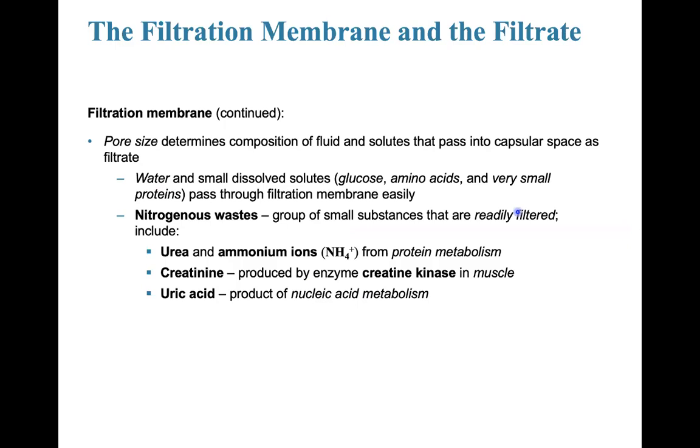So the pore size will determine the composition of fluid and solids that pass into the capsular space as filtrate. Water and small dissolved solids such as glucose, amino acids, and very small proteins pass through the filtration membrane pretty easily. Nitrogenous waste, which are groups of small substances that can be readily filtered, include urea and ammonia ions from protein metabolism, creatinine, which is produced by an enzyme creatine kinase in muscle, as well as uric acid, which is a product of nucleic acid metabolism.